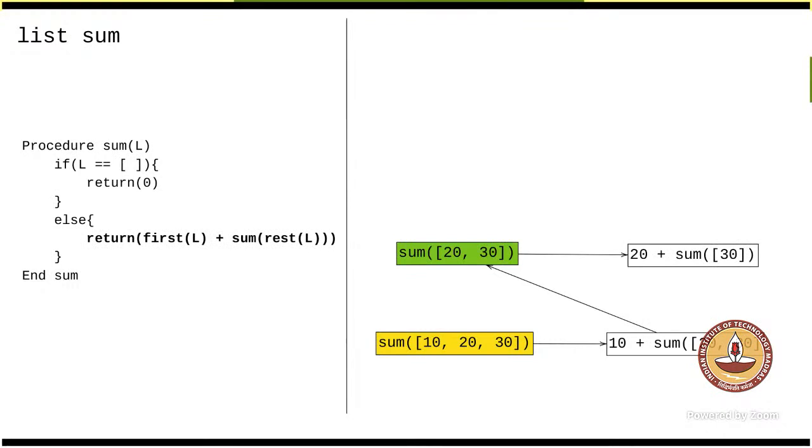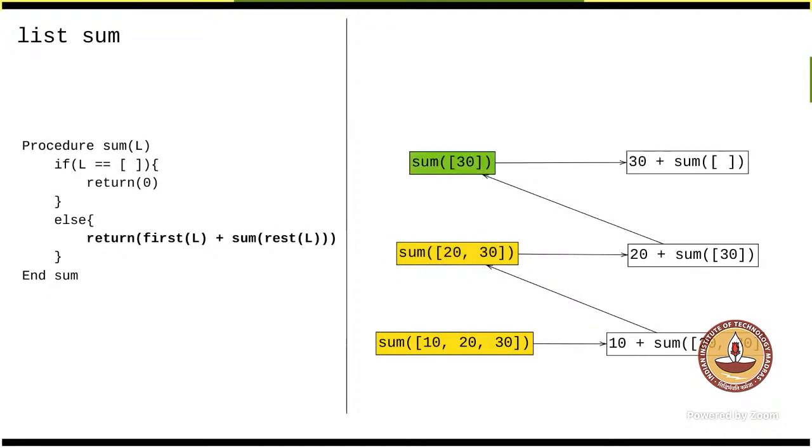Okay, so that is correct. Now how will you do this sum of 30? New element will be sum of 30, and sum of 30 is equal to 30 plus the empty list. Correct, right? So sum of 30 is 30 plus sum of the empty list. Now, what is the sum of the empty list? It would return 0.